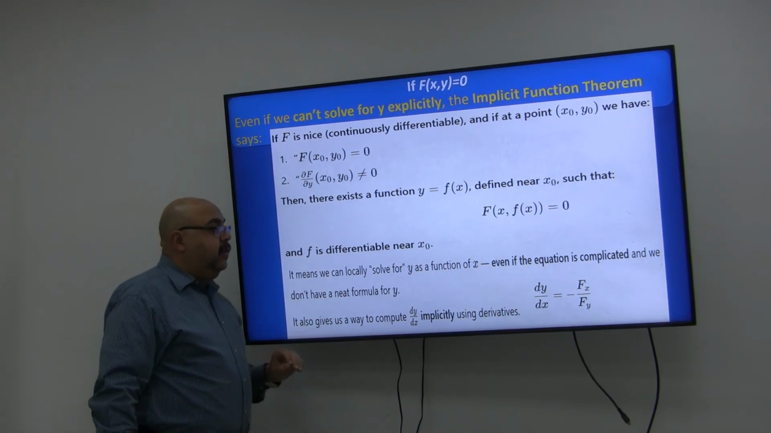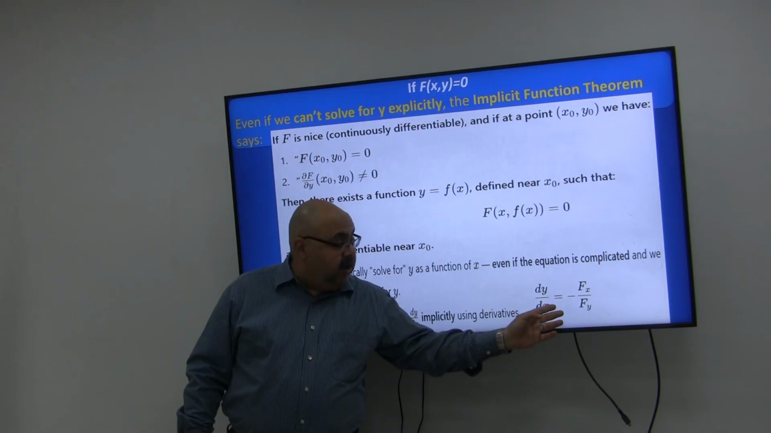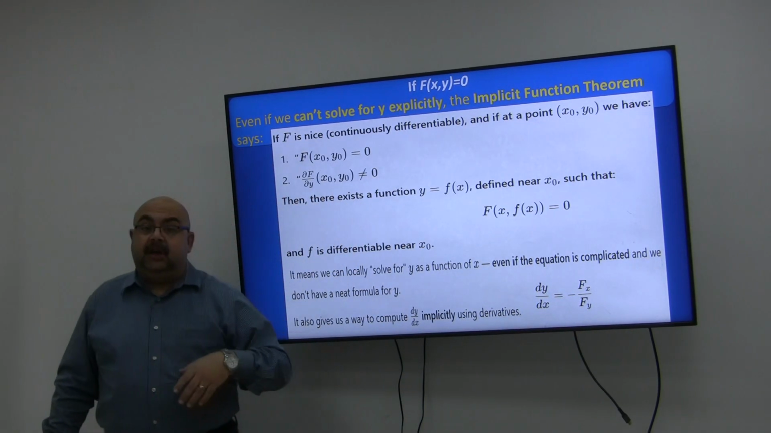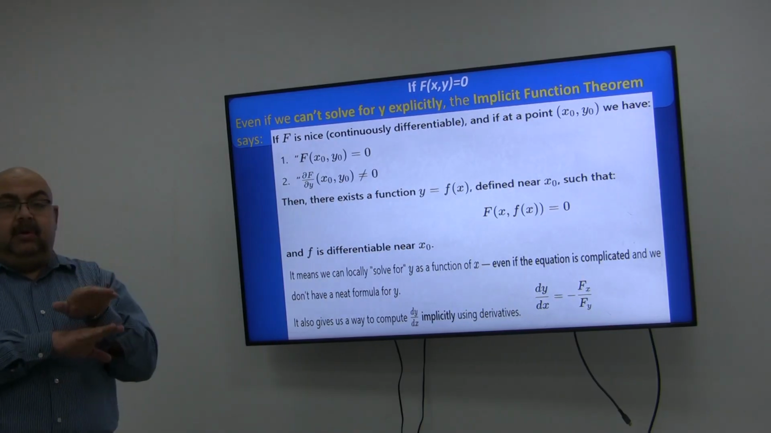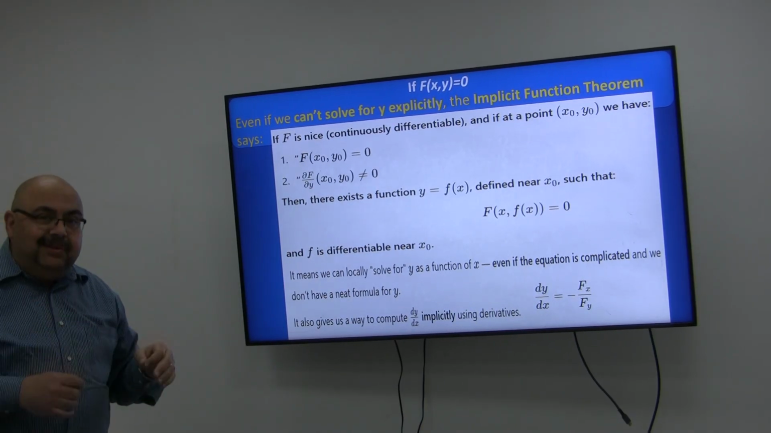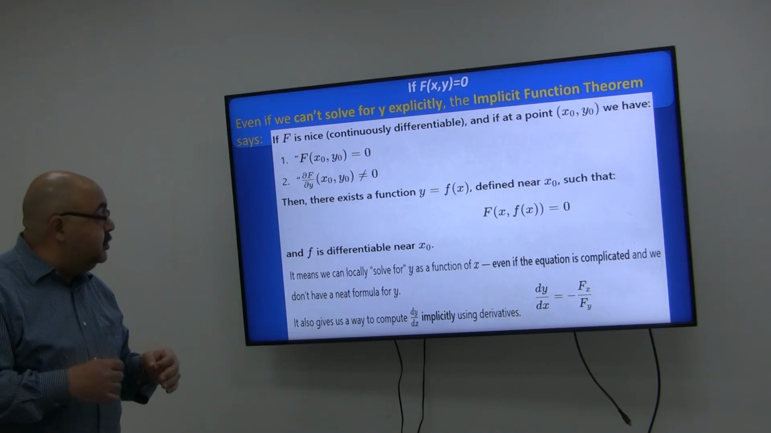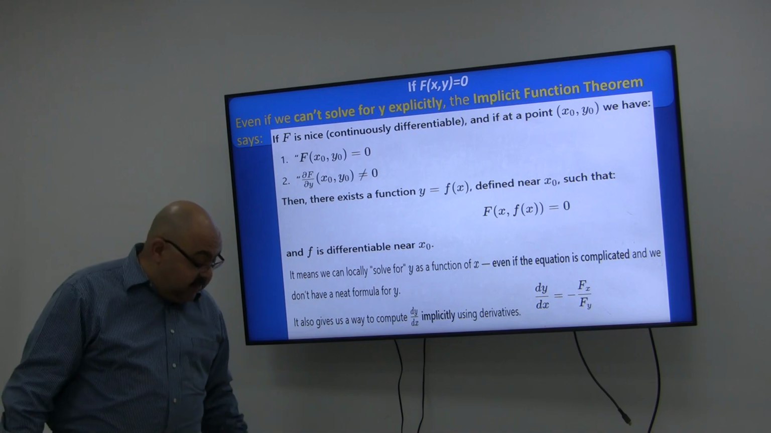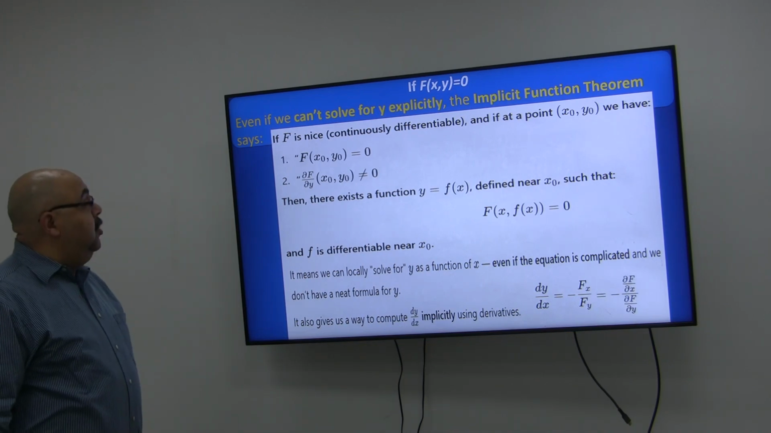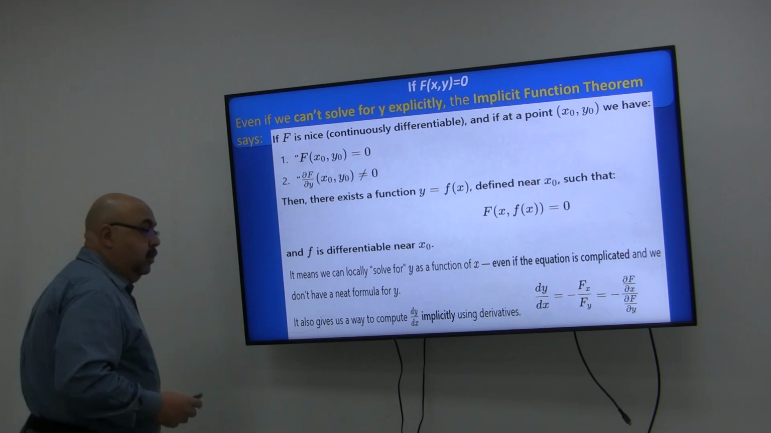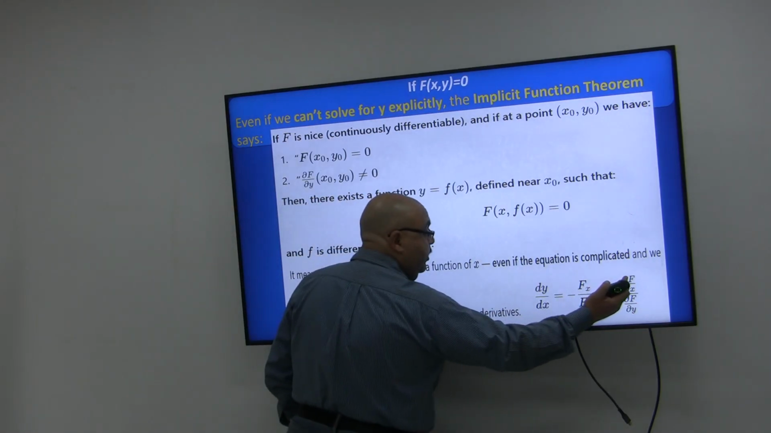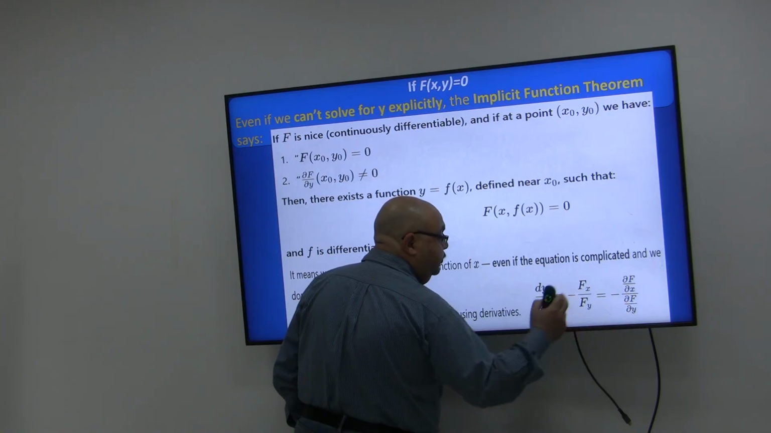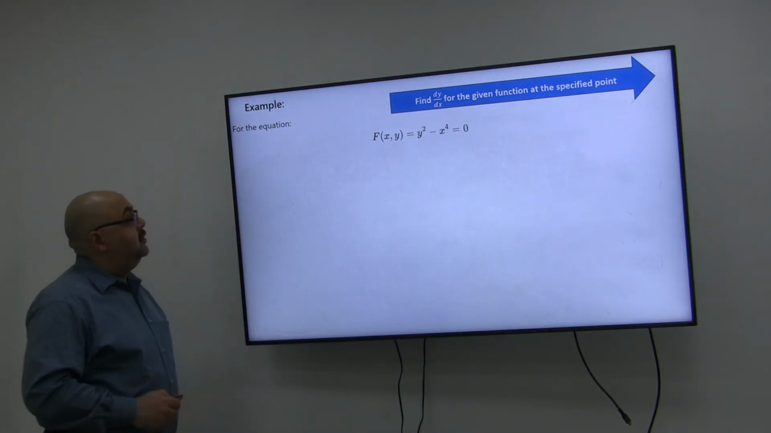Then the derivative of y with respect to x will equal minus f sub x divided by f sub y. So I will get the partial derivatives, then I will divide them on each other, and finally I will substitute at the point x naught, y naught, as you can see. That's mainly the theorem of the implicit function, as I told you. This is the derivative of f with respect to x, and the derivative of f with respect to y. Don't forget the negative sign.